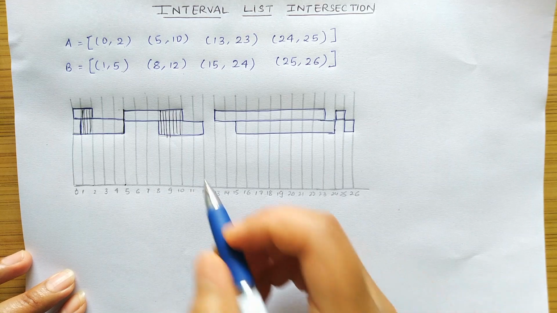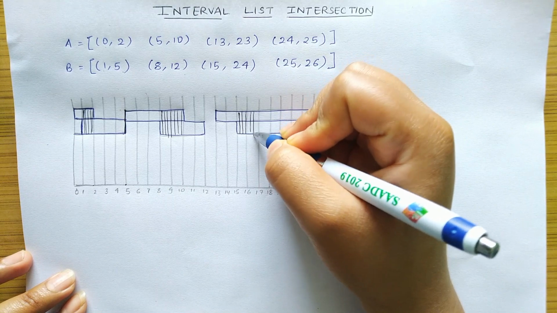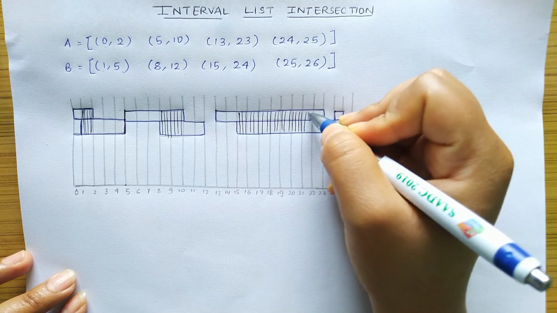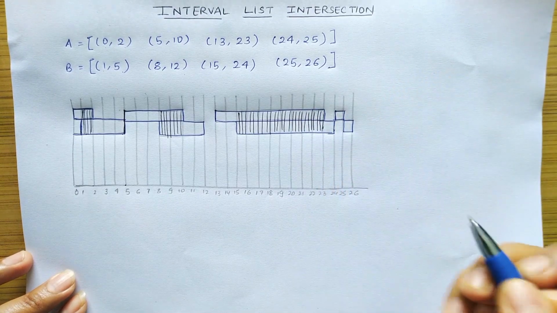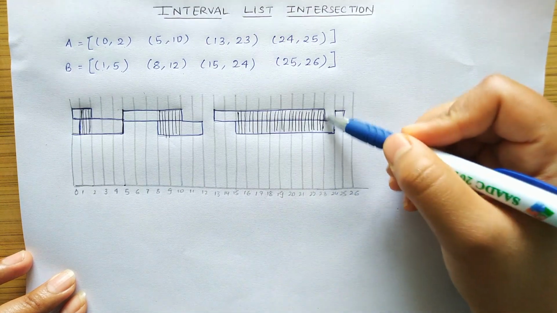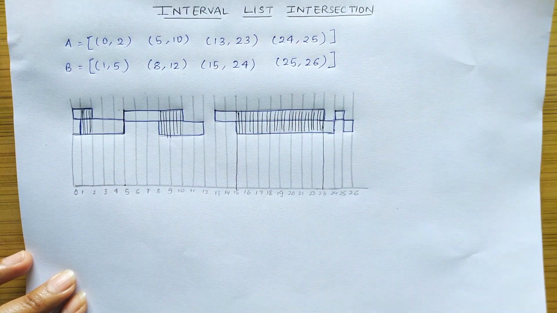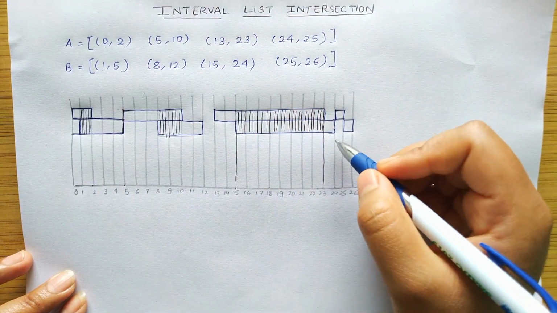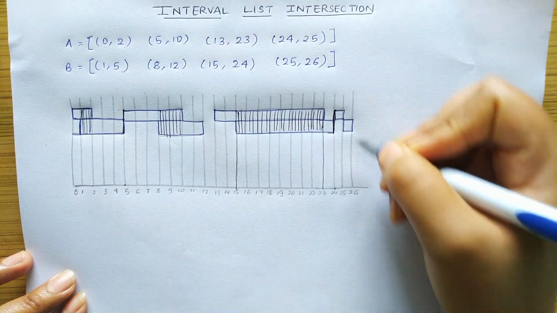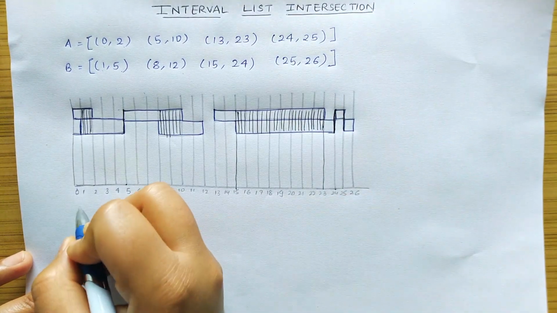And after that, we have another intersection over here. So we have one intersection up till here. This is 15 to 23. So we have one intersection 15 to 23. After that we have one boundary intersection here, which is 24 to 24, and another boundary intersection here, that is 25 to 25.